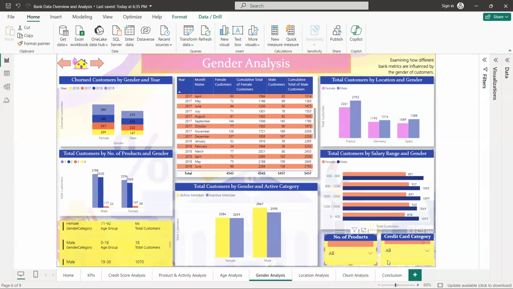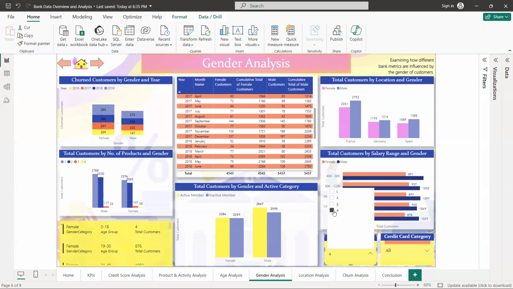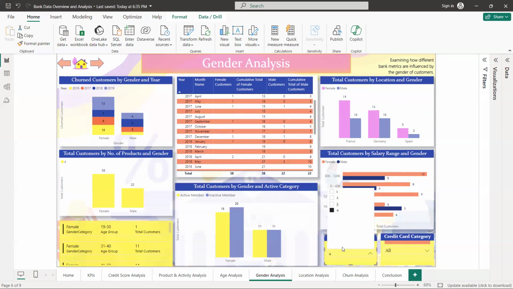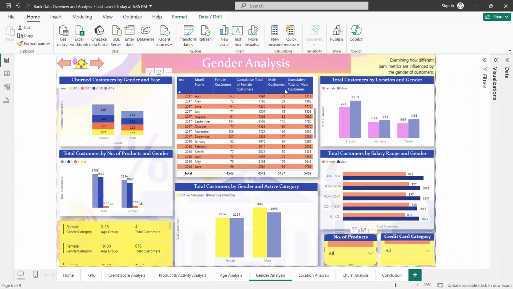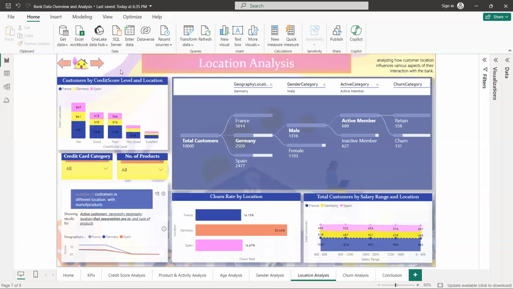And next we have slicers over here. If we apply a slicer, we can see the total number of products for that selection, and all other visuals have changed accordingly. Now I am clearing that slicer. So now it's back. Okay. Moving on to the next page.